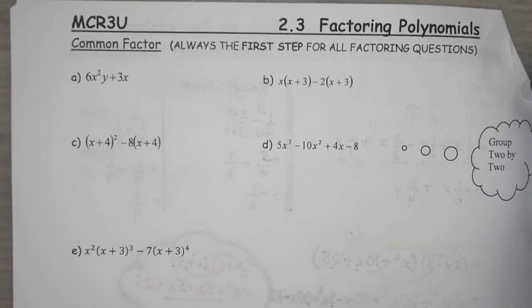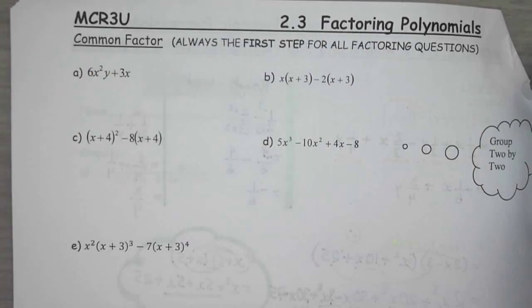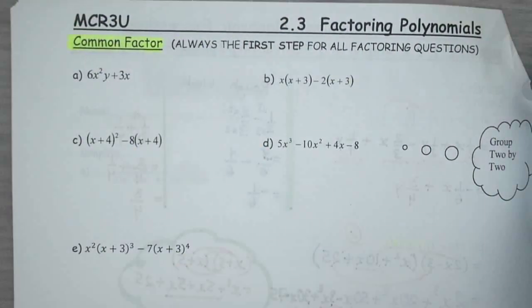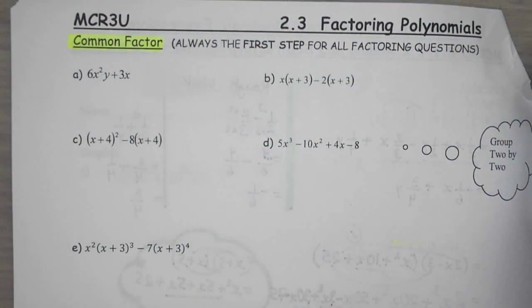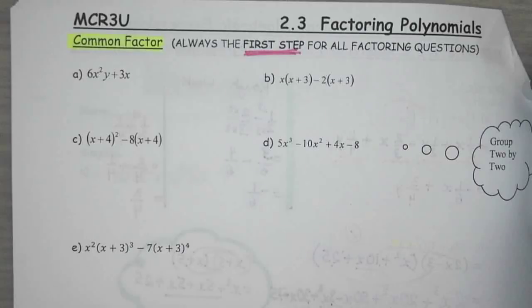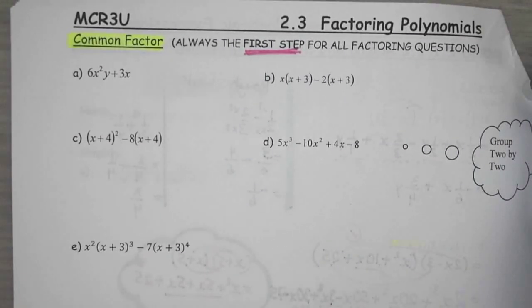Since we've done this before, I'll go through a little bit faster. Common factor is our first one, right? We reviewed this a little already this year. So common factor is our first one. It's always, always, always going to be the first step for all factoring questions. Always look for common factors no matter what. You always want to reduce your numbers as much as possible.